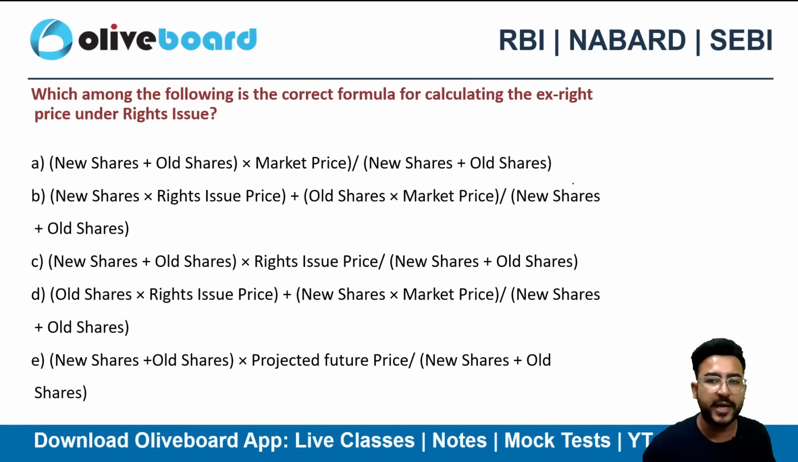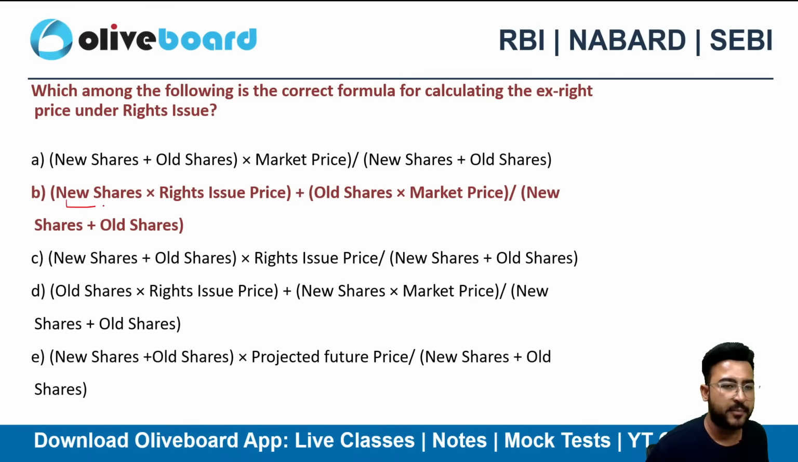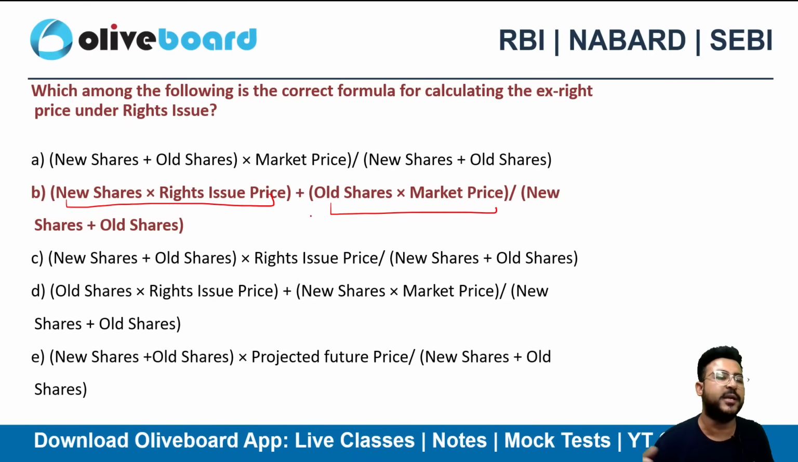Can you tell me the correct formula to calculate the ex-rights price under the rights issue? You can get a question on this as well. We'll be doing a numerical question on this concept. The correct choice here will be option B. Whatever new proceeds you are able to generate from the fresh issue, plus your old market capitalization, divided by the total number of new shares. This will be the correct choice here.